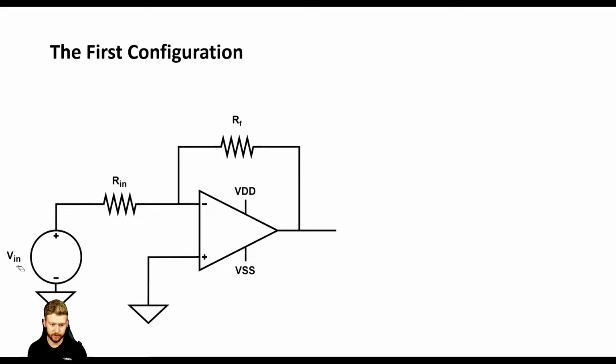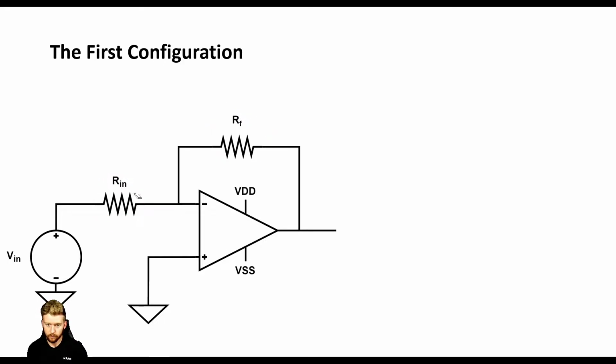Doesn't really matter too much for us right now. All we know is that we have Vin. We also have these two resistors, Rn and Rf. Make sure you can still see that Rf. So Rf we're going to call our feedback resistor, and Rn is our input resistor.